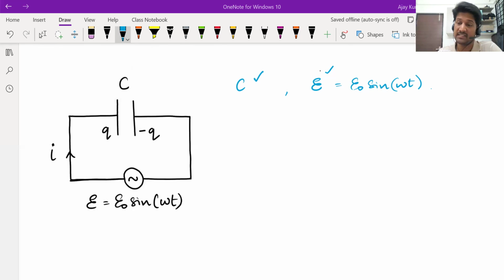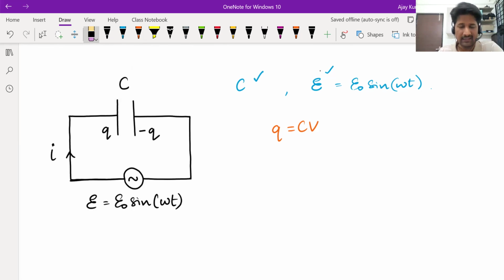The charge. Charge, correct. What is the equation? How are they related? Q is equal to CV, and then C is equal to Q by V. Yeah, Q equal to CV. If C and V are known, you can calculate Q, the charge on the capacitor.